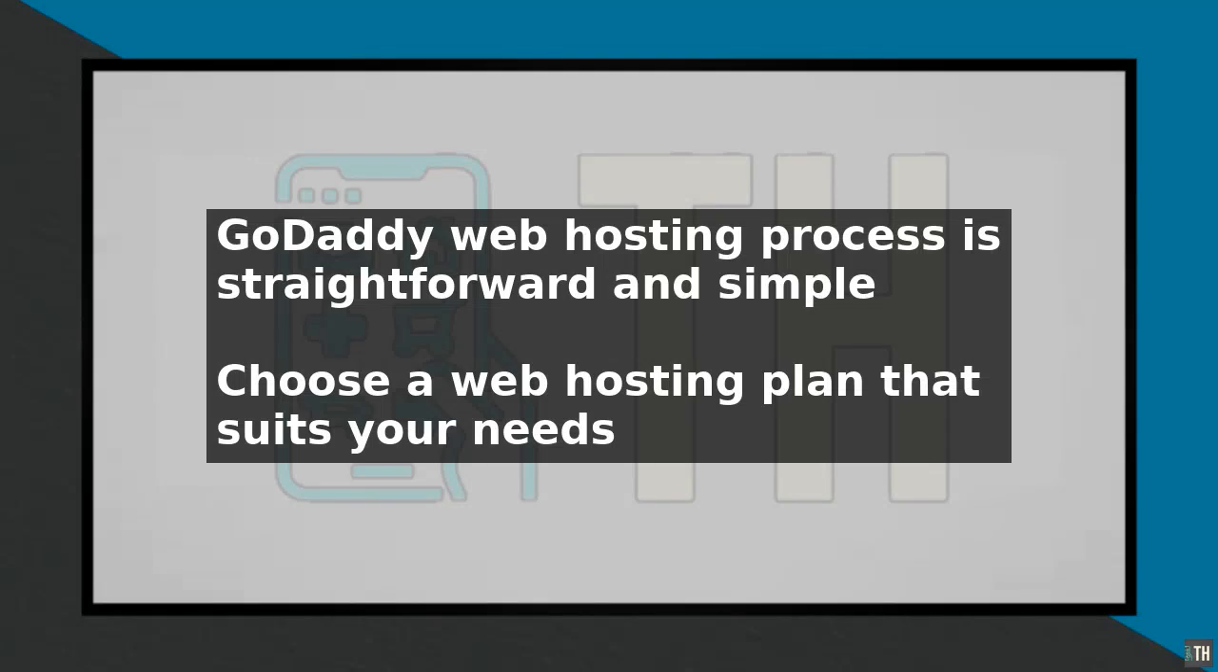Getting web hosting from Godaddy is a straightforward process that can be completed in a few steps. First, go to the Godaddy website and click on the Web Hosting tab. From there, you will be presented with a variety of web hosting plans to choose from, including Economy, Deluxe, and Ultimate plans. Each plan offers different features such as storage space, bandwidth, and email accounts. Choose a plan that suits your needs and click on the Select button.